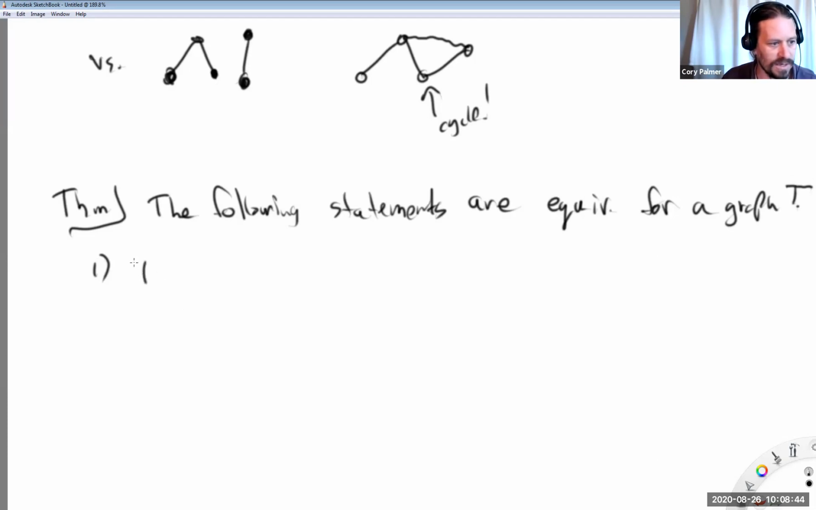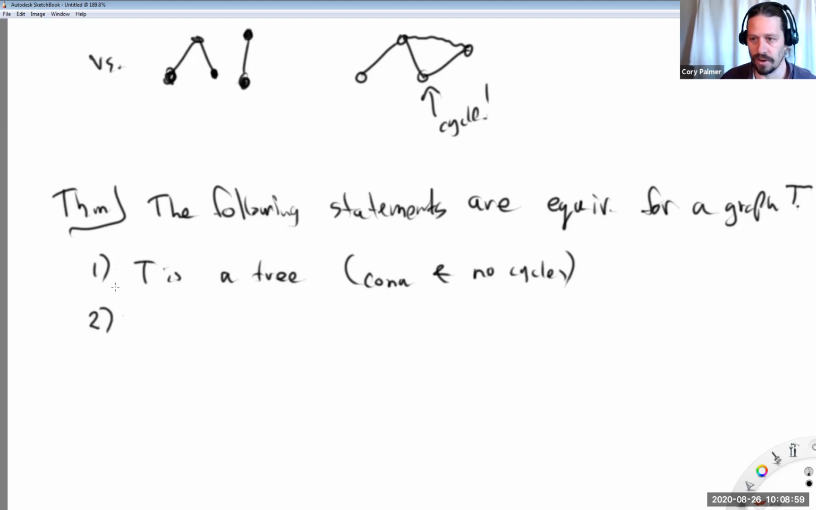So the first is just that T is a tree. We defined this already. A tree is connected and has no cycles, which we're taking as the definition. But once we establish this theorem that these are all equivalent, we can use any of these as the definition of a tree instead, if we like, okay?